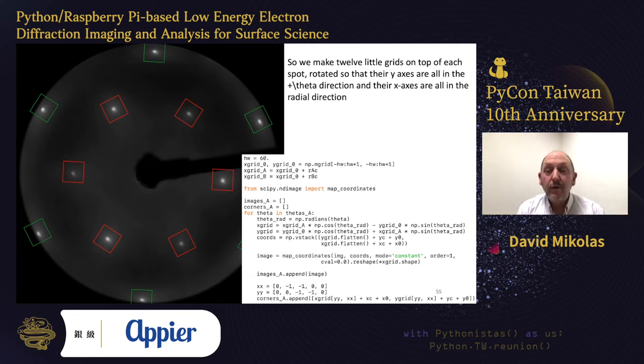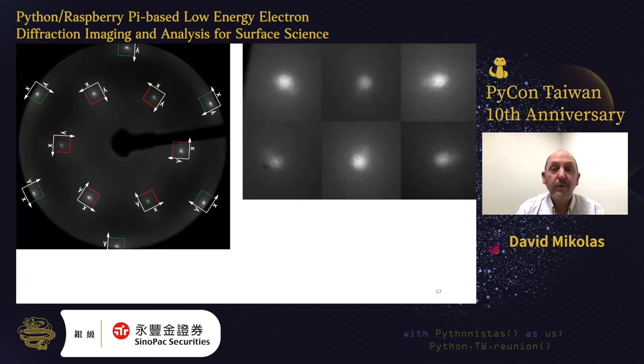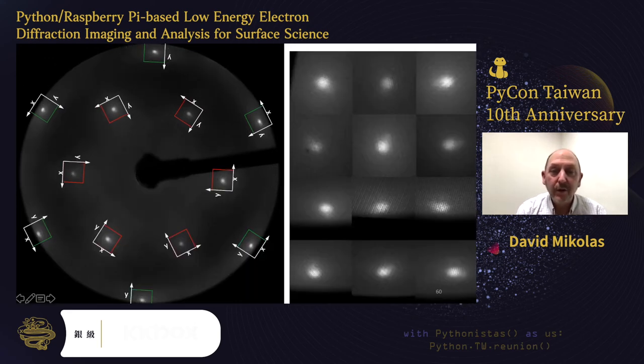Okay. And then using map coordinates, we can define a coordinate system on each of the spots separately. So we're going to rotate all the spots so that the R and theta is the same for all 12 spots. So here are all the central spots. This black edge is that right there. You can see, well, it's okay. And here's the outer edge. So now we have the outer edge always at the bottom. So we've done our interpolation.